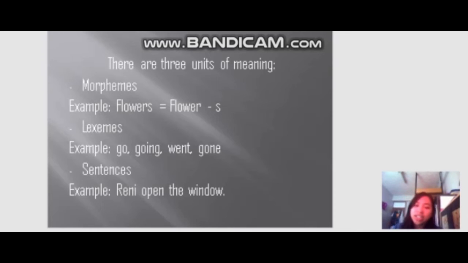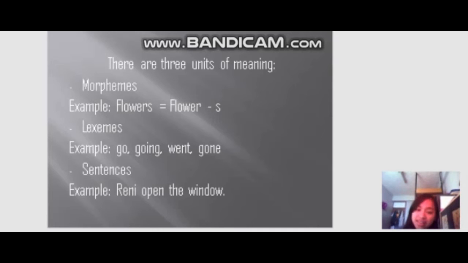Next, lexemes. Lexemes refers to a single word and all of its forms. For example, we can see on the slide, go. Go is the single word that we use, and it forms going, went, and gone.